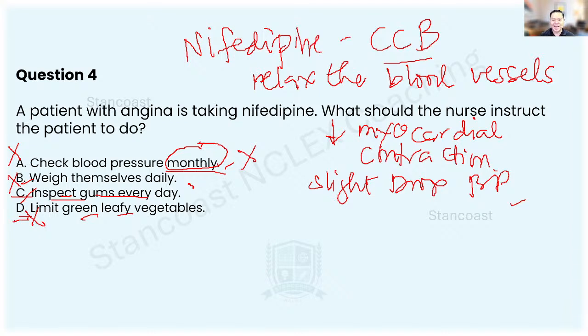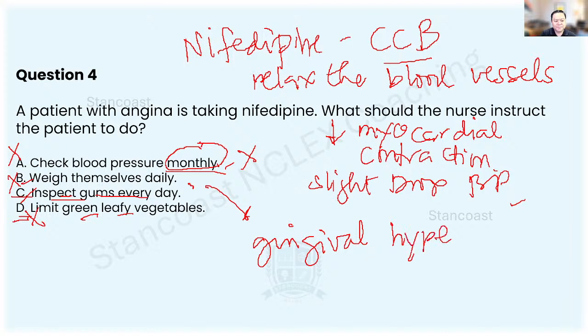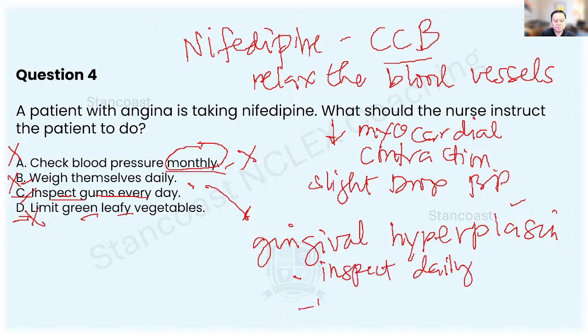That is the correct answer, because nifedipine can cause gingival hyperplasia. A dry mouth as well. So we're going to do the inspection daily and massage the gums to prevent the gingival hyperplasia. Okay? That's quite tricky. If you're not quite familiar with the side effect, then do it by elimination. Let's move forward to question number 5.